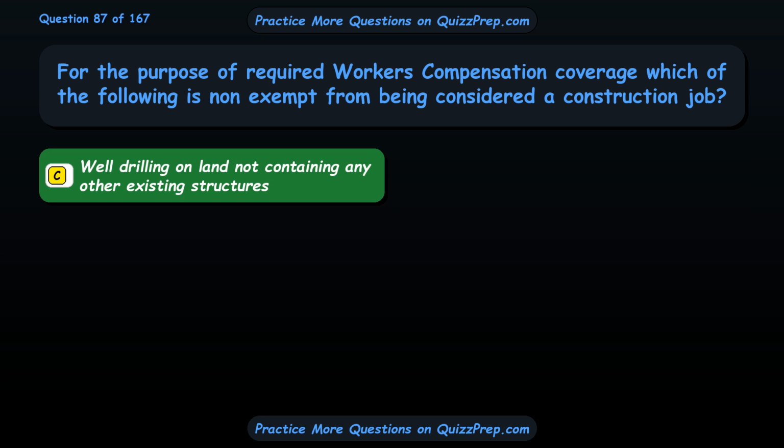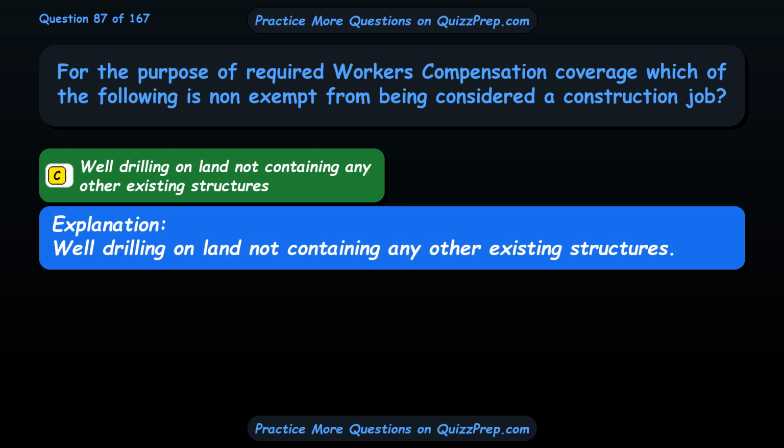Well drilling on land not containing any other existing structures.